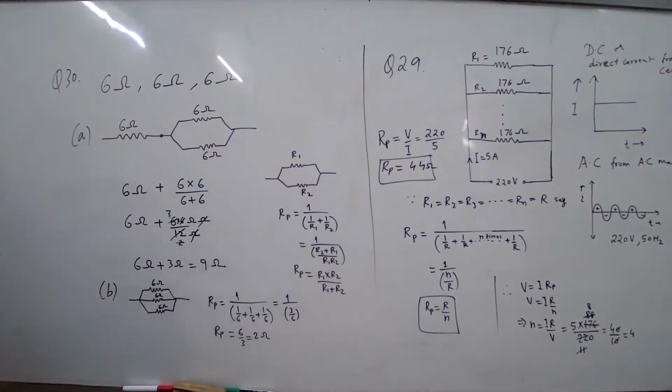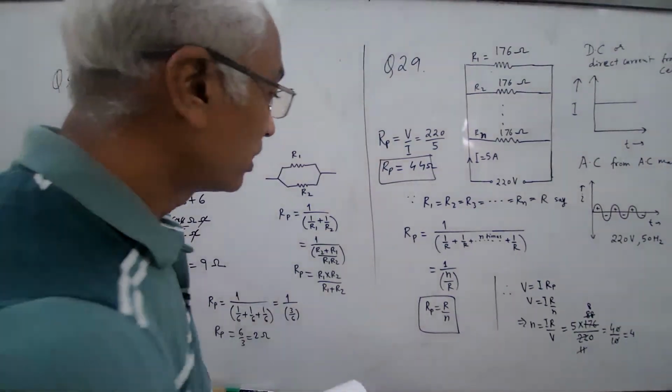Okay. Alright. Next is, so maximum allowable current is 5 ampere.